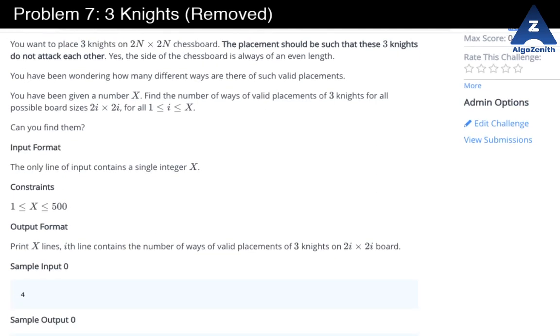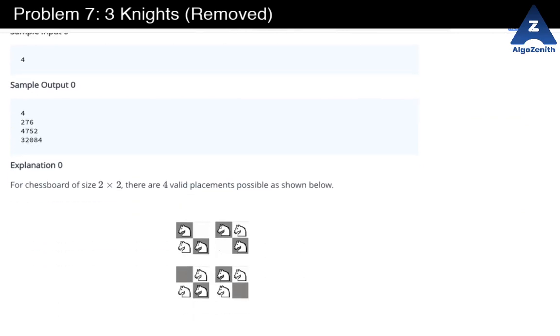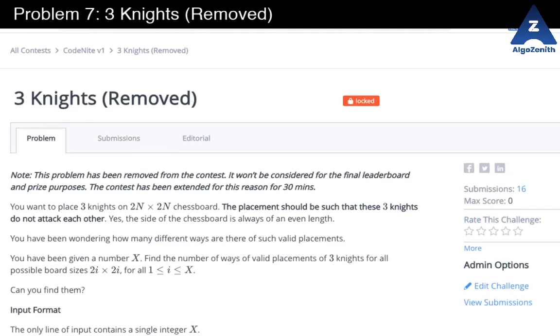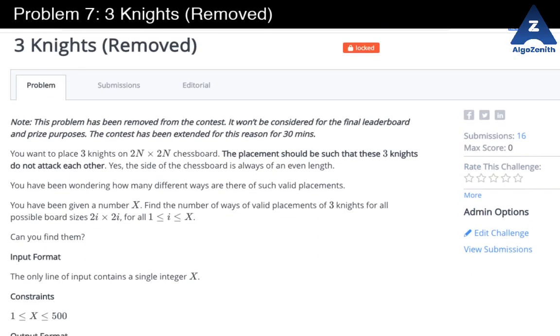Okay. So for n equals 2, there are just these 4 configurations possible. Okay, so let's have a look at the idea of how you count such problems where you have to place 3 knights. So the biggest hint in this problem is this, it is given it's a chessboard. So how do you use this to your advantage? Let's look into that.